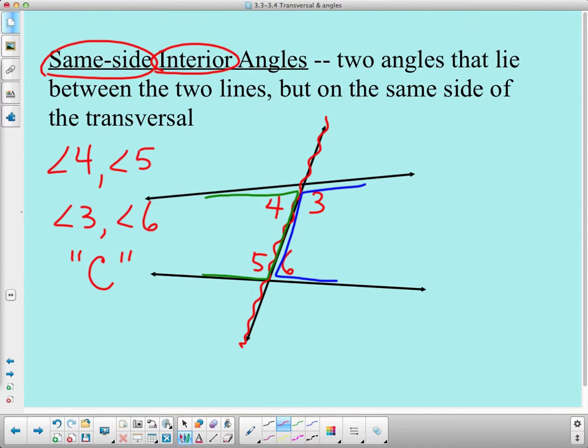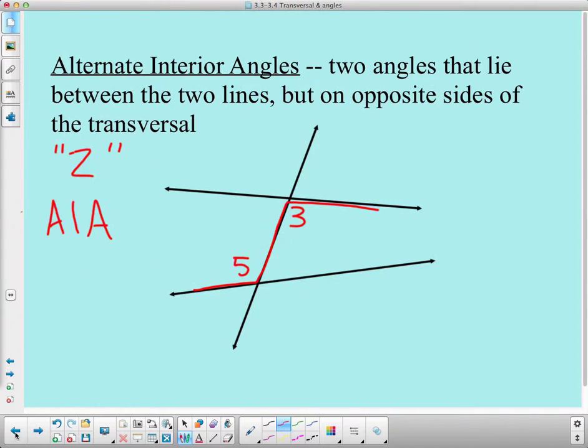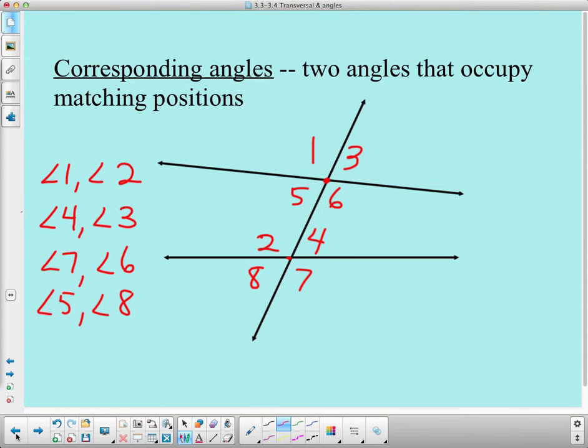Actually, let me go back to the very first one we did, those corresponding angles. These actually do, now that I think about it. Angle 1, and then angle 2. If you put that together, it's kind of upside down. Isn't that an F? Yeah. So these do form some type of an F.